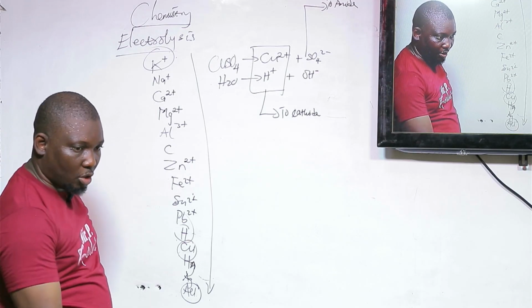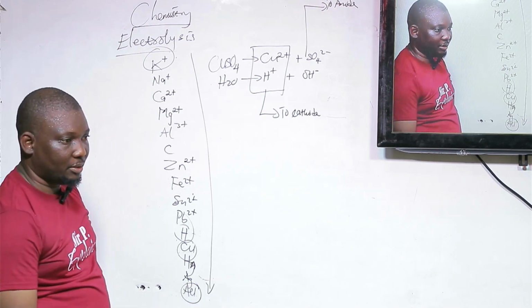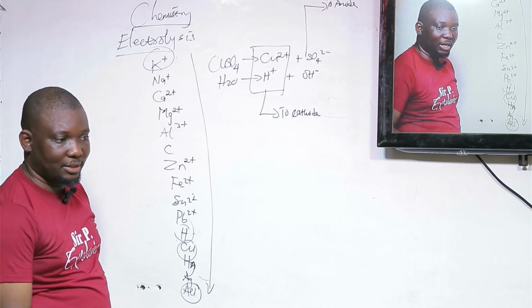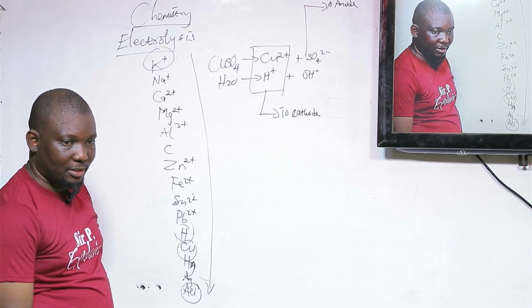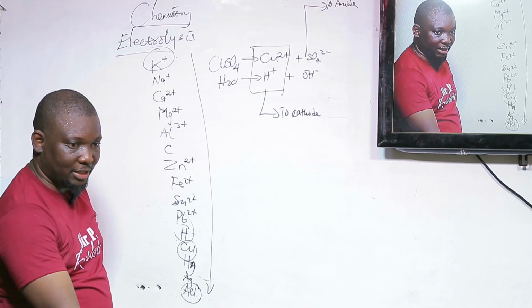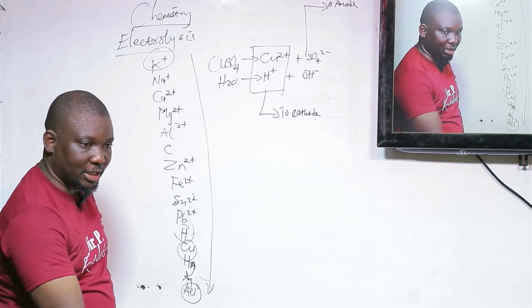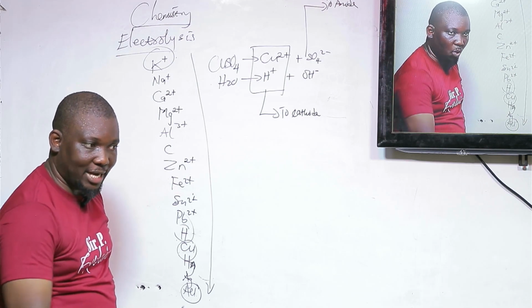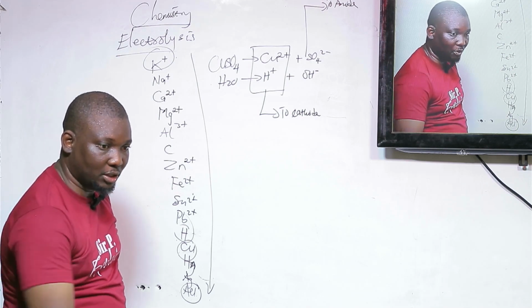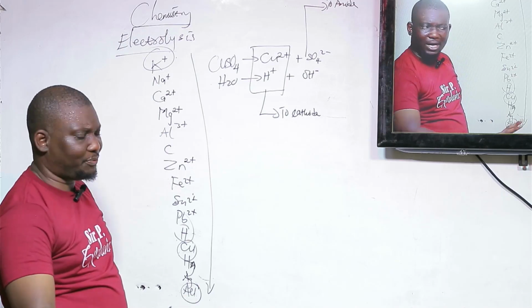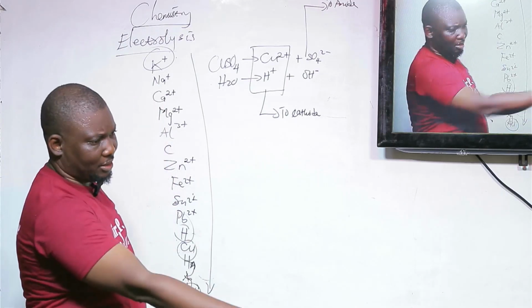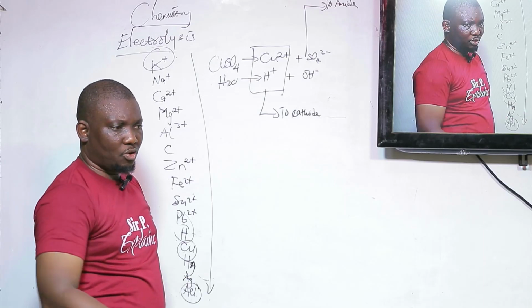Are you with me? Copper is discharged preferentially. And then hydrogen remains back in the electrolyte. Copper is discharged. So the reason for copper being discharged is because of what? Position. So the lower the ion, the ease of what? Discharge.